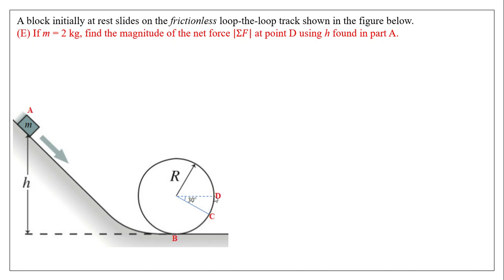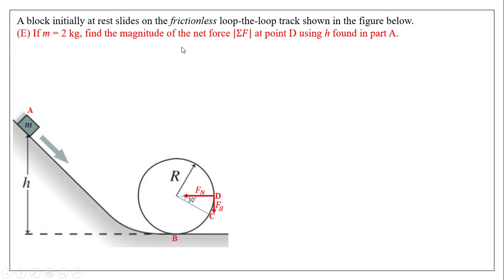So to find this net force, you have to go ahead and draw your free body diagram. Here's F_g pointing down the page. But at point D, the normal force will be pointing inward, or to the left in this case, because this is the force exerted by the track onto the block. So that's F_n.